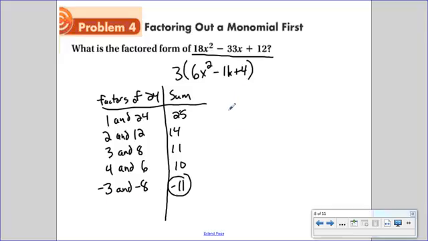So we rewrite this. Don't forget this little 3. Okay, we're going to rewrite this as 3 times 6x squared minus 3x minus 8x plus 4. So again, I rewrote this. Instead of negative 11x, I rewrote it as negative 3x minus 8x. Separate these two. Remember, this one and this is separate.